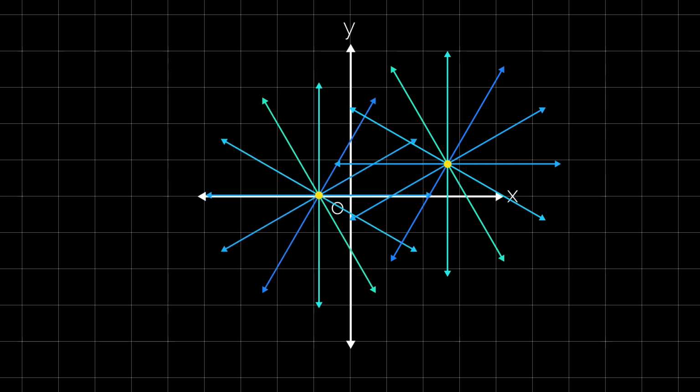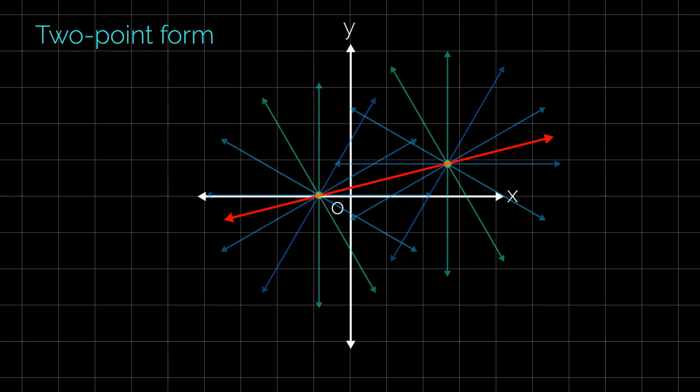From both the points there are infinite lines which are passing through these points, but there is only one line which is passing through both the points. And the equation of this form of line is known as 2-point form of a line.